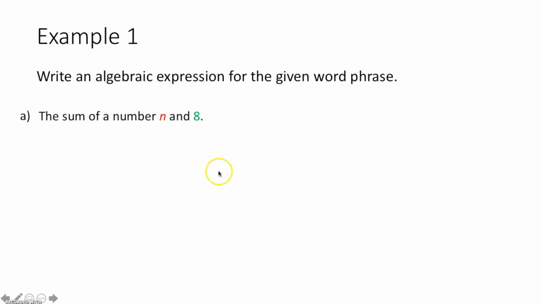Example time. Example 1 says, write an algebraic expression for the given word phrase. The first says the sum of a number n and 8. You can see n is going to be our variable, 8 is our constant, and it says the sum. Now we know sum refers to addition. So the sum of a number n and 8 would be n plus 8. And I'm done.